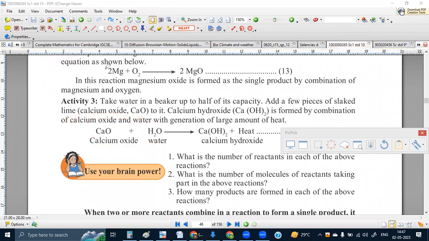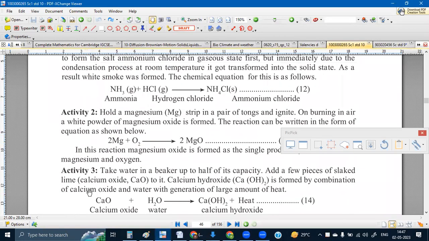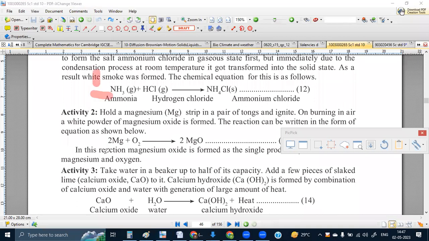Then here 2 is there. Here there is no number, it means here this will be 1. So the total number of molecules in the reactant side is going to be 2 plus 1, that is 3. Okay, we'll take one more reaction that is in the above part. Here also you can see there is no number, it means this is 1. Here also no number, it means it is 1. So total number of reactant molecules is 1 plus 1, that is 2.